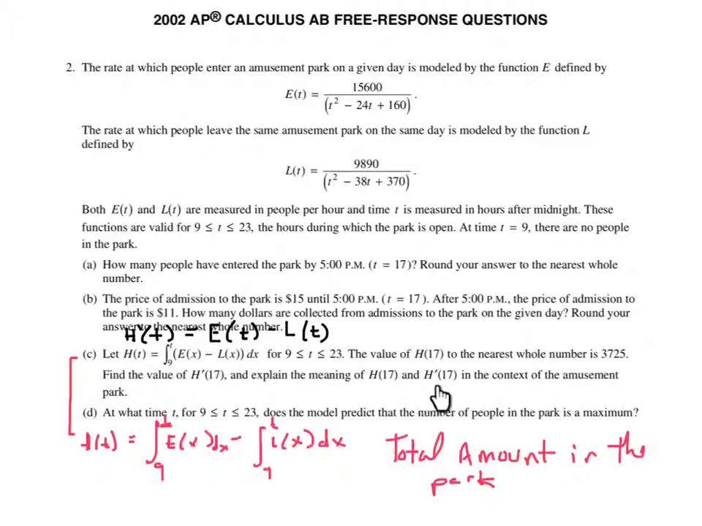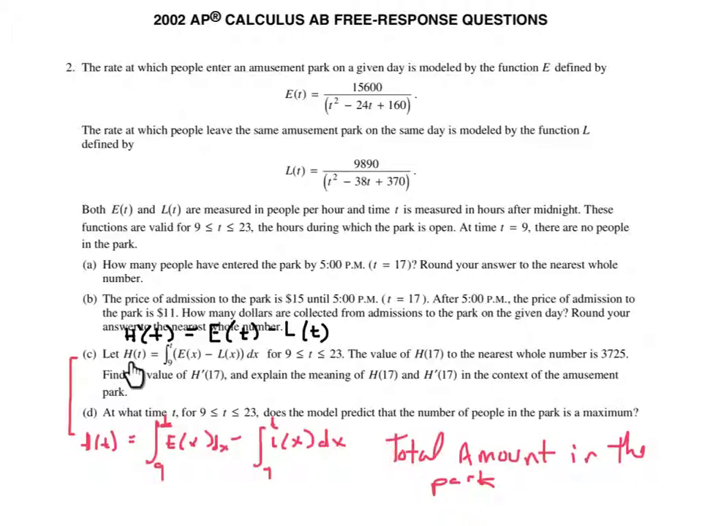That says, what's H'(17)? Well, remember, the derivative is a rate. So this is the rate at which the number of people in the park is changing at time 17. And again, if the question was, what's the meaning of H'(t), you'd say, well, it's the rate at which the number of people is changing. But since it's H'(17), you have to say at time 17.